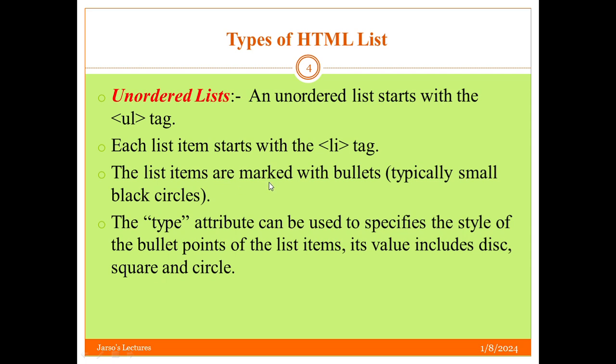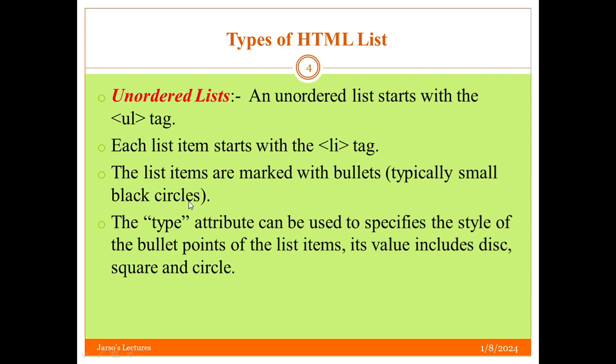And then list items are marked with bullets, typically small black circles. We can use the type attribute here, and we can specify it. But by default it uses typical small black circles for list items to be displayed on the web browsers.